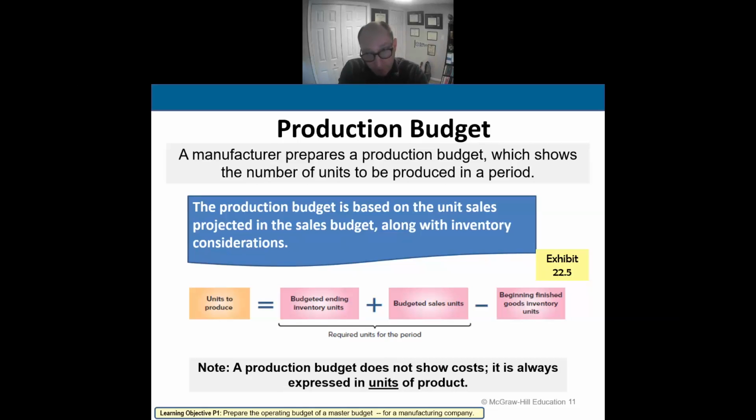This part's important, okay? The production budget, meaning the number of units I need to make, doesn't show cost. It's only expressed in units. And the reason for that is because there are individual budgets for direct materials, direct labor, and factory.